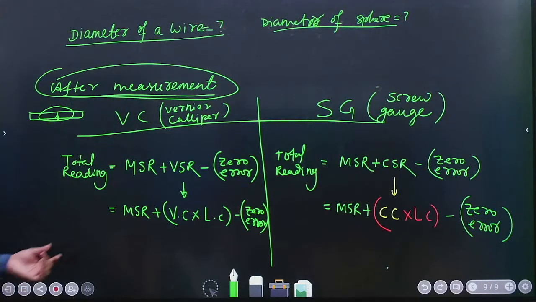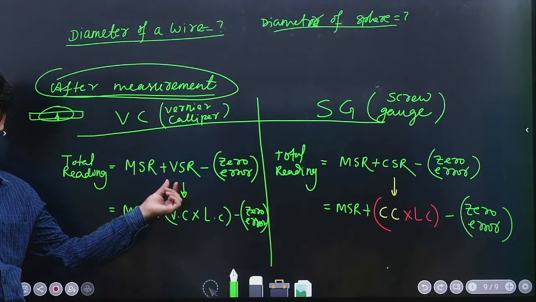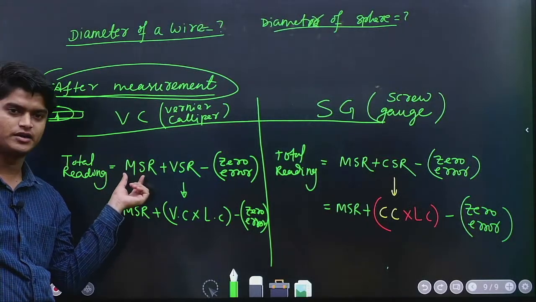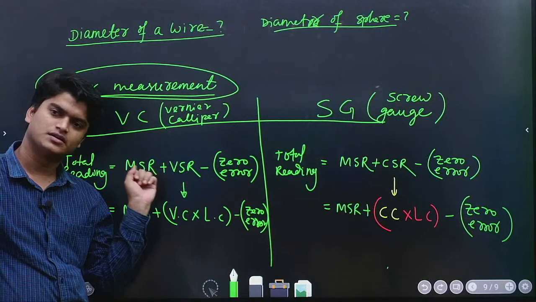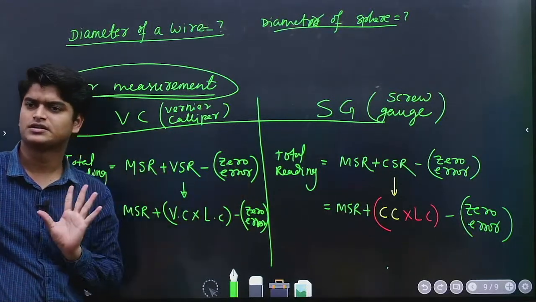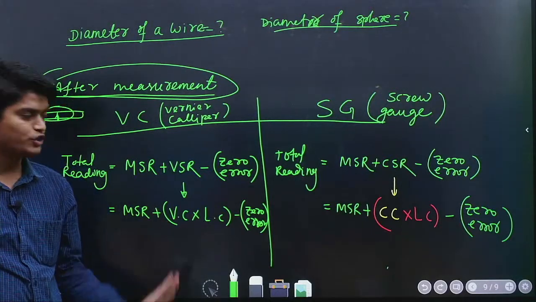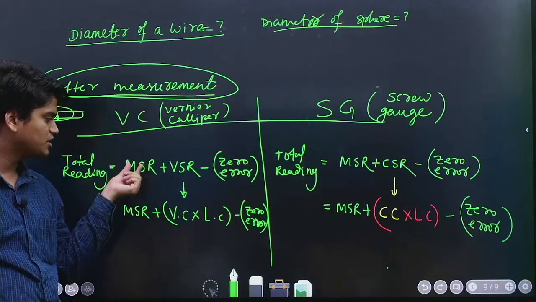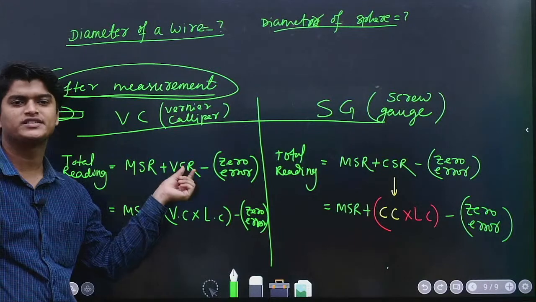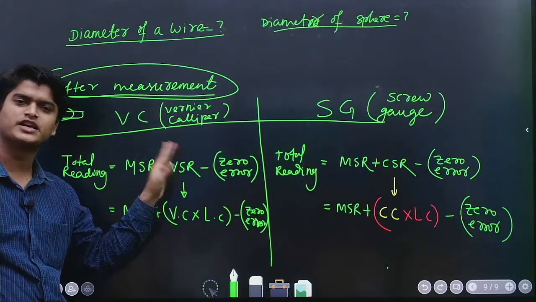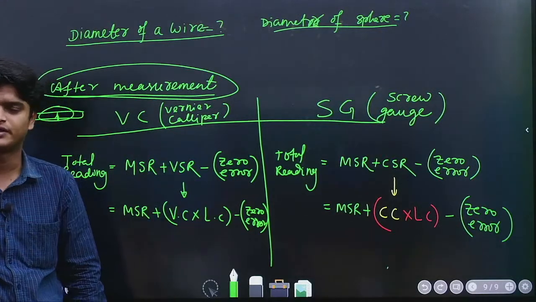And remember, whatever MSR and VSR reading is coming, if MSR is in centimeter, VSR should be in centimeter and zero error should be in centimeter. Then you can add everything perfectly. So the unit should be the same. Suppose one is in centimeter and one is in millimeter, what do you have to do? You have to convert millimeter to centimeter or centimeter to millimeter according to your answers, whatever is given.